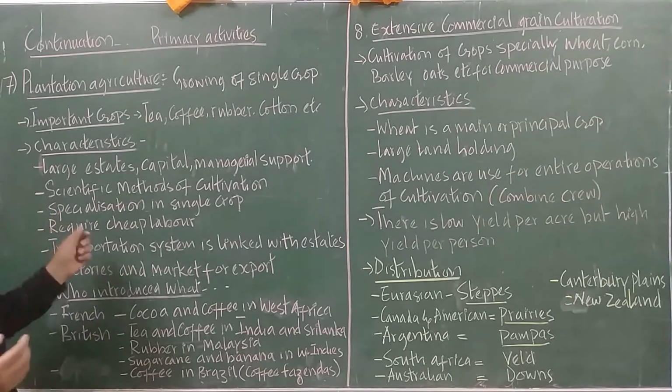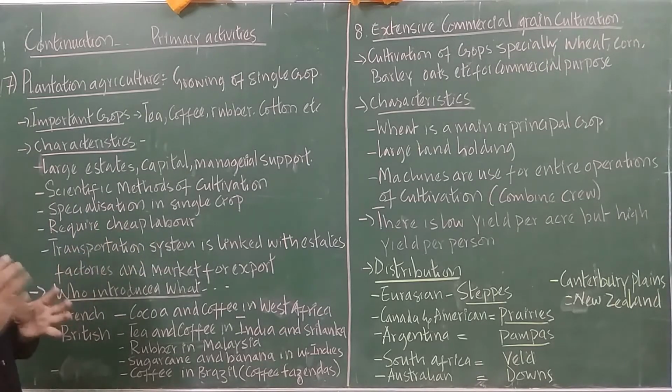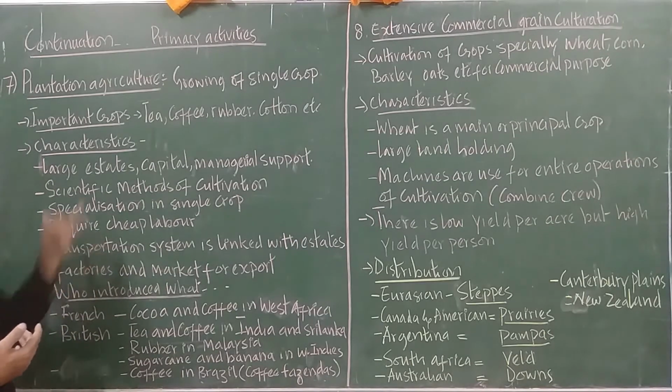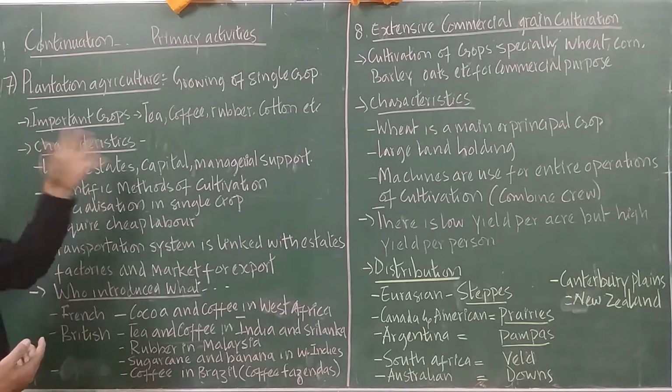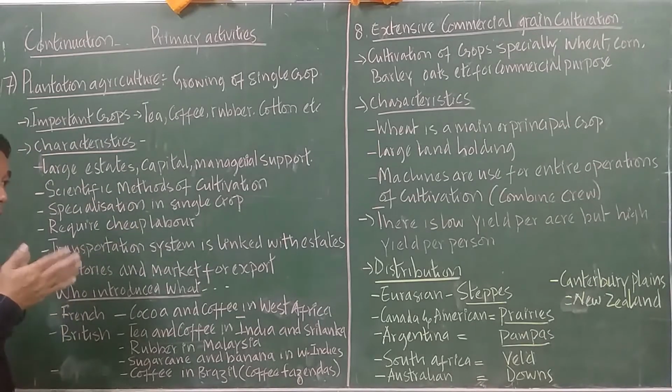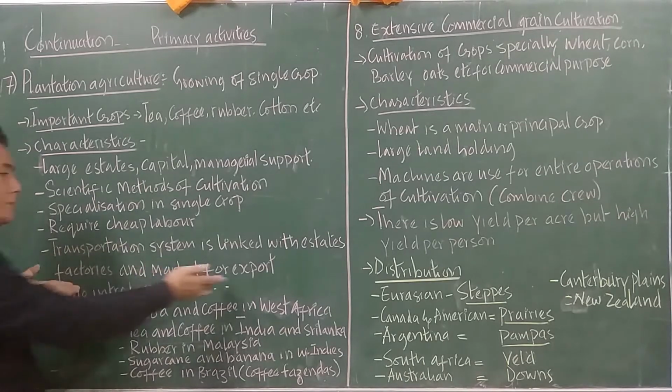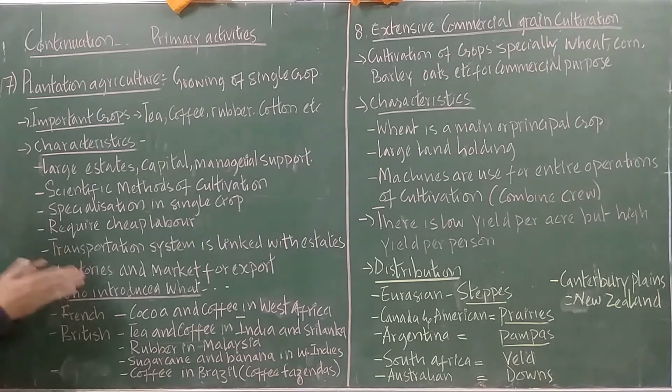And it needs a large number of cheap labor. Every leaf has to be collected from the estate, and for that there is a need for cheap labor. Otherwise it will be unprofitable and may not get that much demand in the market. And in these plantation areas, tea estates or coffee estates, you will find all those areas are properly linked by the transportation system in order to export the product. There is also a link of the transportation system to the factories, so that from the factory they can directly export to other countries.